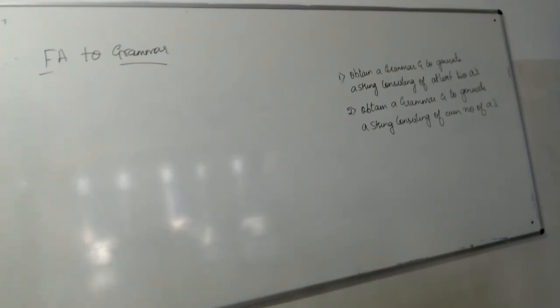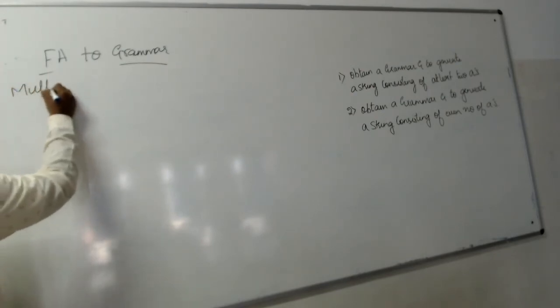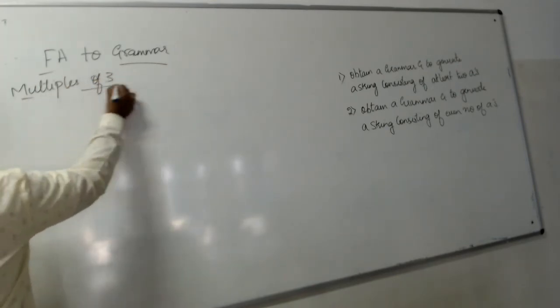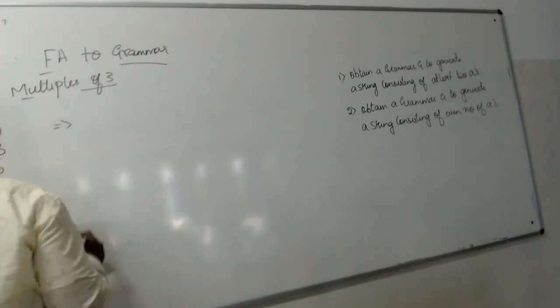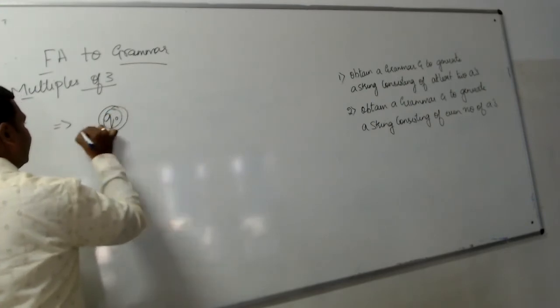So next question. Obtain a grammar G to generate a string consisting of multiples of 3. Multiples of 3. So multiples of 3 ಅಂದ್ರೆ ಏನು? So multiples of 3 into 0 is 0, 3 into 1 is 3, 3 into 2 is 6, 9, 12 and so on. This number of A's ನನಗೆ ಇರಬೇಕು ಅಂತ ಹೇಳ್ತಿದ್ದಾರೆ. ಸೊ ಅದಕ್ಕೆ ಬೇಕಾಗಿರುವಂತ ಒಂದು ಡೆಫಿನೆಟ್ ಡ್ರಾ ಮಾಡೋಣ. ಸೊ 0 ಅಂದ್ರೆ 0 ಕೂಡ ಅಕ್ಸೆಪ್ಟಬಲ್ ಅಲ್ವಾ? ಸೊ Q0 ಸ್ಟಾರ್ಟ್ ಸ್ಟೇಟ್ ಆನ್ಸರ್.